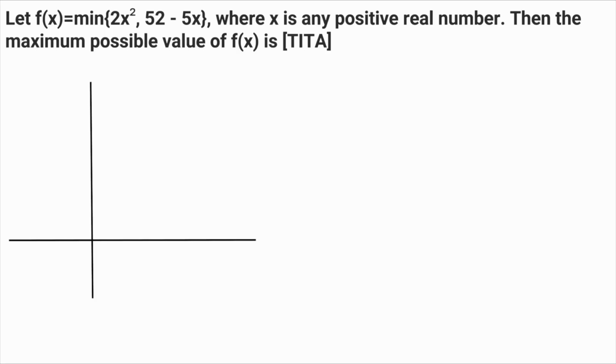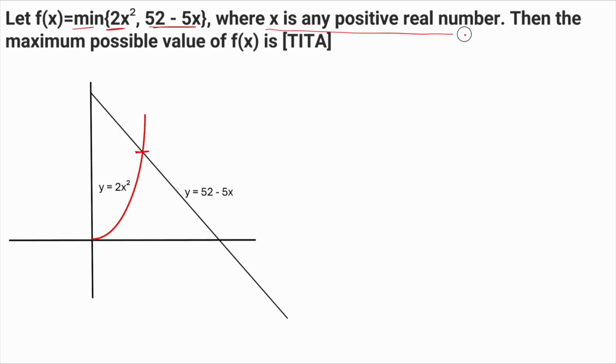So we'll start by drawing our Cartesian coordinate system. The question says f of x is minimum of 2x square and 52 minus 5x. Let's consider two graphs. The first one being y is equal to 2x square and the second graph being a straight line y is equal to 52 minus 5x. We notice that the two graphs intersect at some point given here, and since this point is visibly in the first quadrant, x is definitely a positive real number.